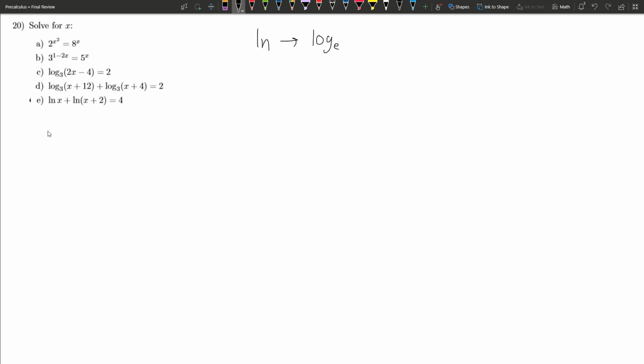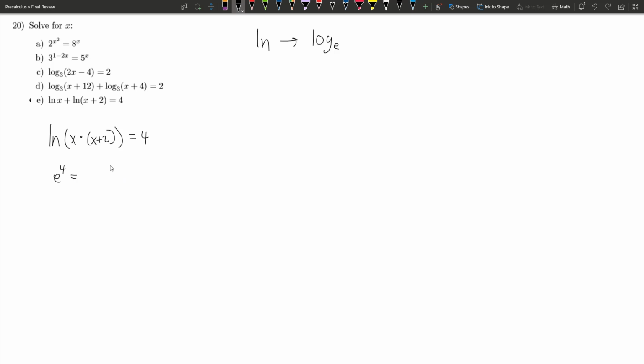But let's look at this. So ln of x plus ln of x plus 2. When you're adding logs, it's the same thing as multiplying. So that just means x times x plus 2, right? You could combine them by writing it as a multiplication like that, is equal to 4. Now, remember what I said. This is just log with a base of e. So we could rewrite this as e to the 4th, right? It's always the base to this number is equal to the thing inside of here.